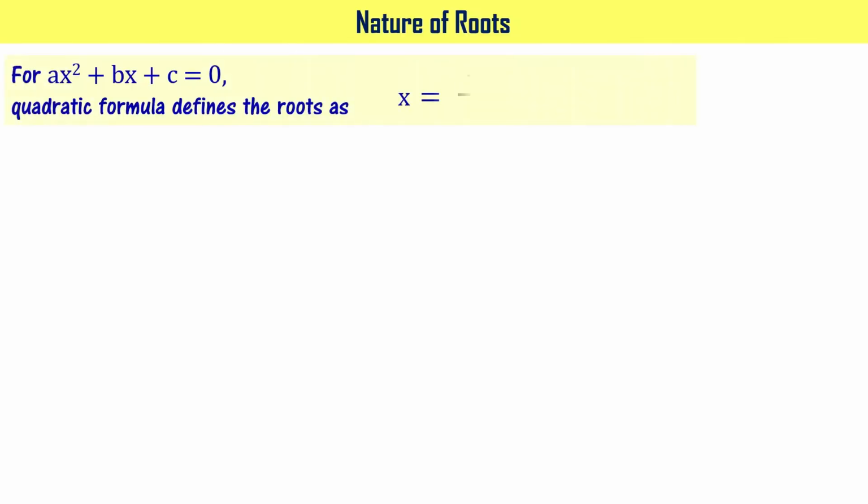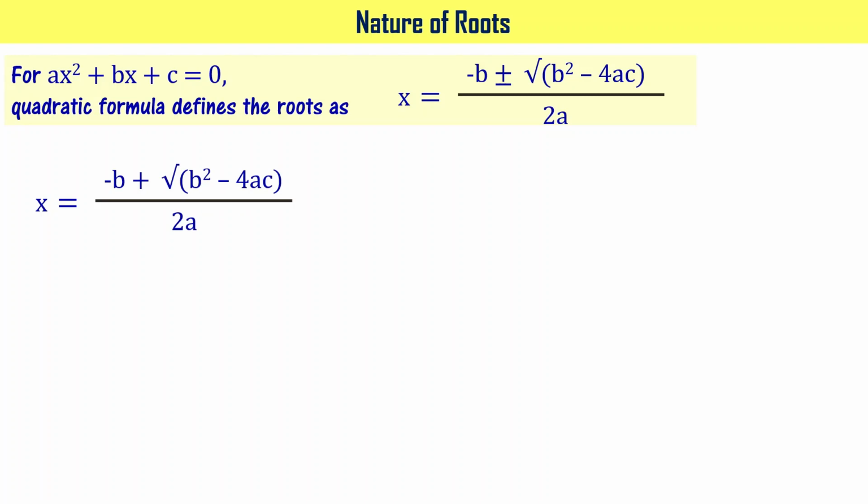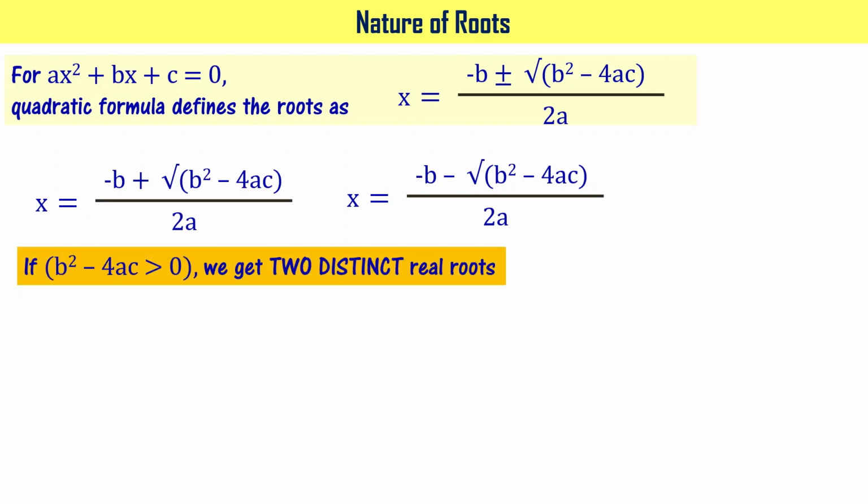Let's learn about nature of roots now. We said that for ax square plus bx plus c equal to 0, the quadratic formula defines the roots as x equal to minus b plus or minus square root of b square minus 4ac divided by 2a, right? So you can write roots as x equal to minus b plus square root of b square minus 4ac divided by 2a, and another root as minus b minus square root of b square minus 4ac divided by 2a, right? If b square minus 4ac is greater than 0, then we get two distinct real roots. Please take a note of this.